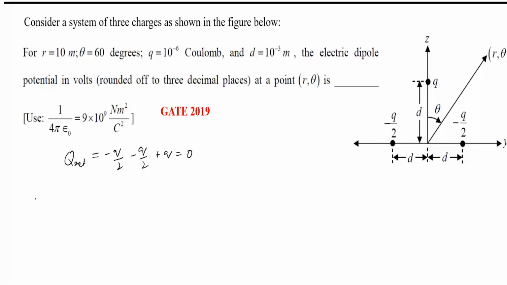The question is asking the electric dipole moment. So since the net charge is equal to 0, the dipole moment will be independent of the frame of reference. Yes or no? Yes, sir. That means you can choose any point. So for simplicity, let us choose the origin. With respect to this origin, please tell me the dipole moment one by one.